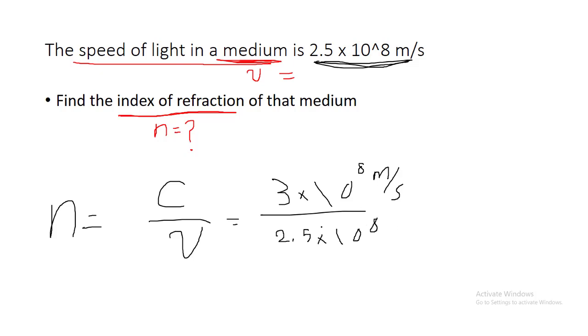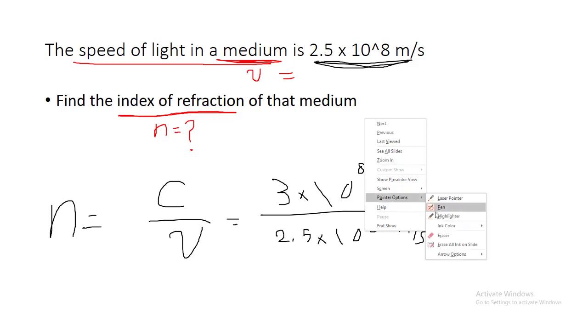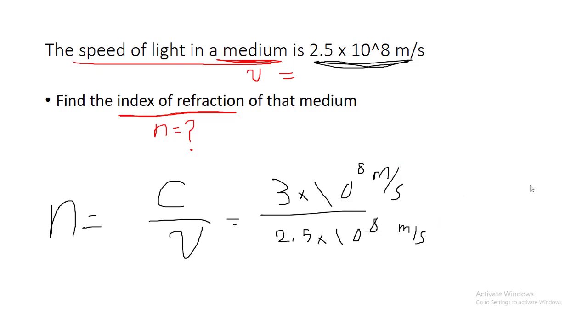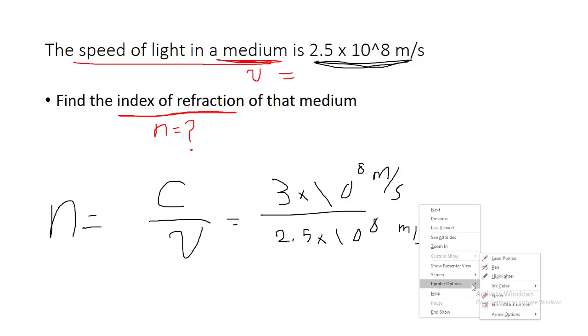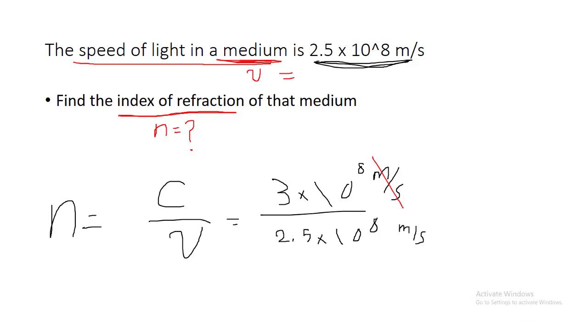But you should know that the speed of light in a medium, the unit for it is again meters per second. So now you have meters per second in the numerator and meters per second in the denominator. So what will happen if you have meters per second over meters per second like this? Of course they would cancel each other. And this is why the index of refraction, n, is unitless. That's the reason, because both of the units will cancel.